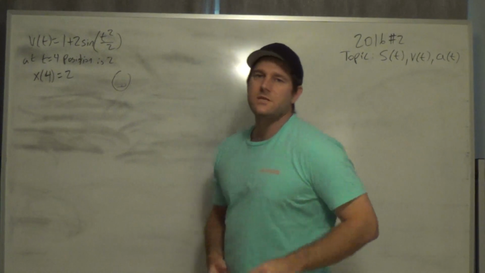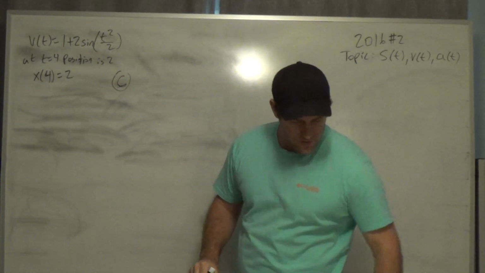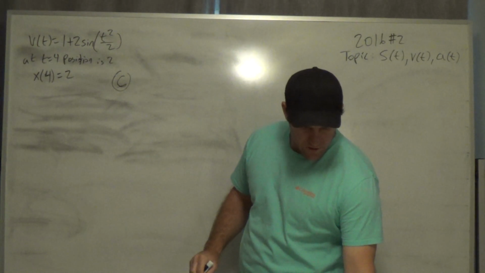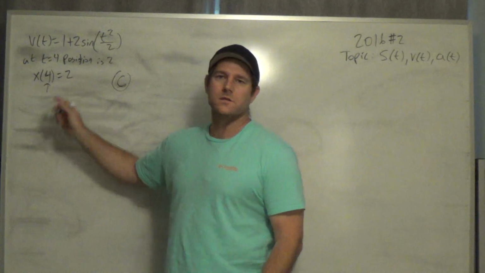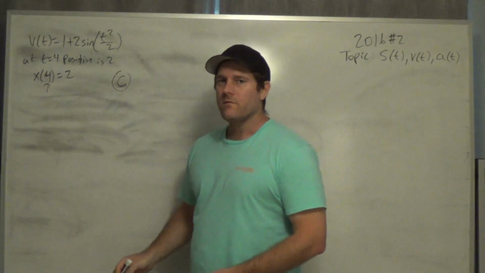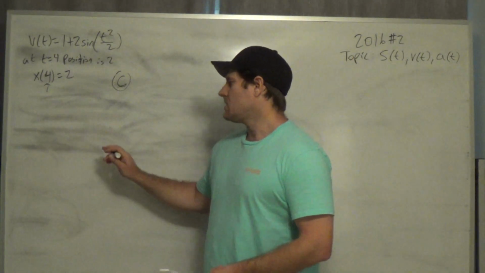All right, part C asks, what's the particle's position at time equals something? Find the position of the particle at time equals 0. Well, good news. We know where the particle is at time equals 4. Remember, the area underneath velocity gives us the net change in position.